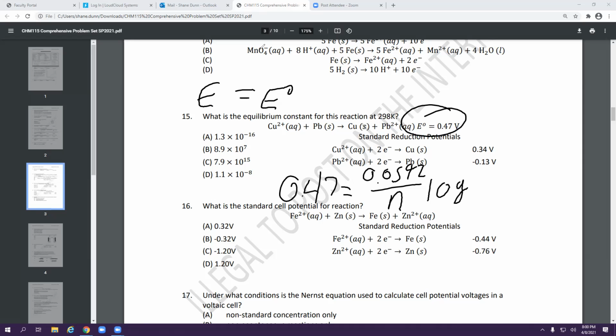No, we're going to do it this way because we're not given an E value. So we just assume that E naught equals E. You can assume that, yes. If you're not given an E value and you're told to use this equation, you can assume that E equals E naught, because it's going to make sense.